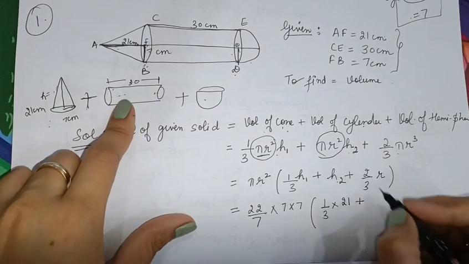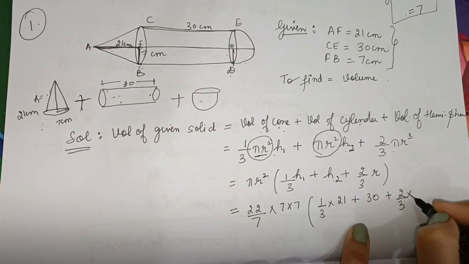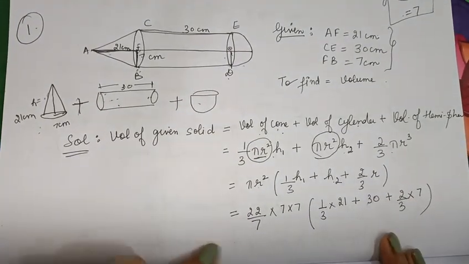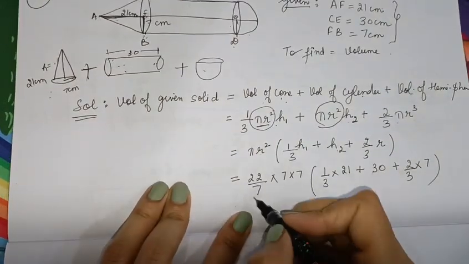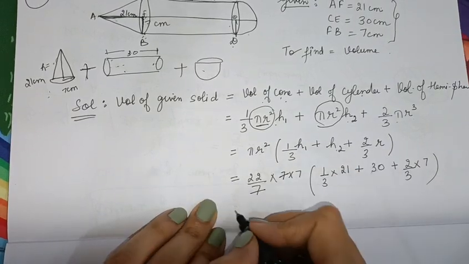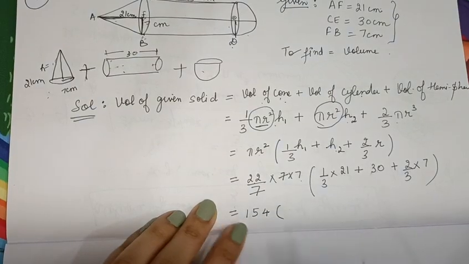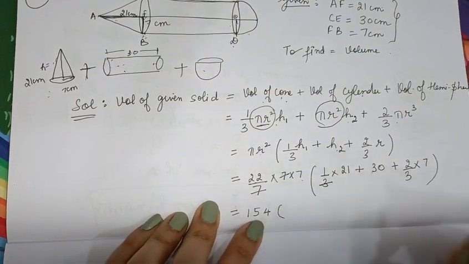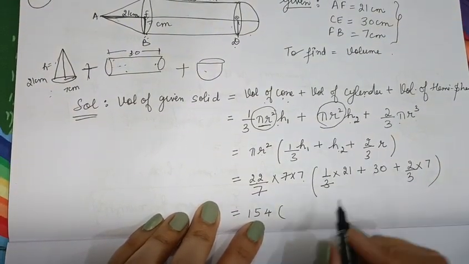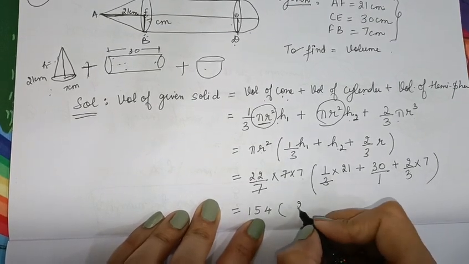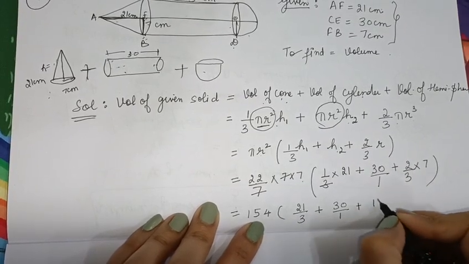h2 is height of cylinder, which is equals to 30, and 2 by 3 r. Radius is same, so here 3. Radius is 7, so 7 we will use. Let's simplify it. 7 and 7 will get cancelled. 22 into 7 is 154. Here we can do cancellation, or we'll leave it because here denominator is there. So we'll write here also 1. So this is 21 by 3 plus 30 by 1 plus 14 by 3.